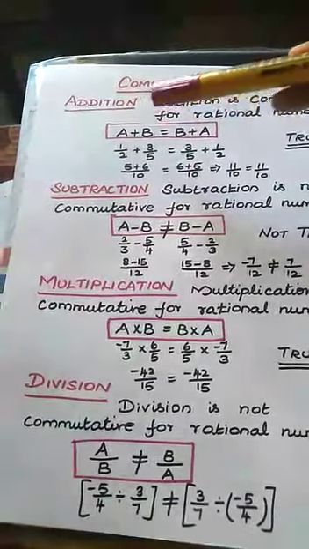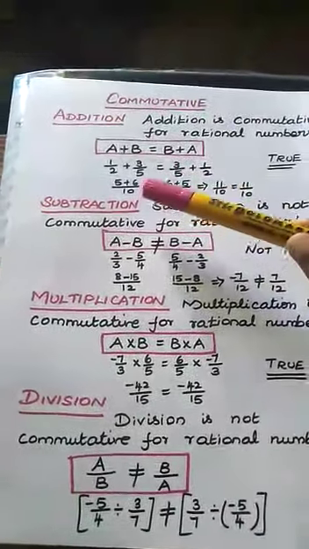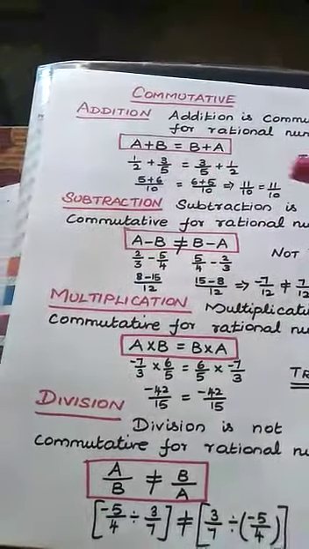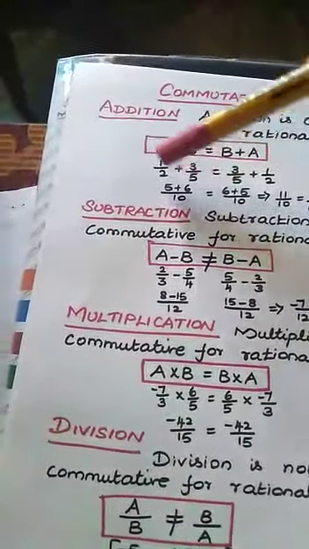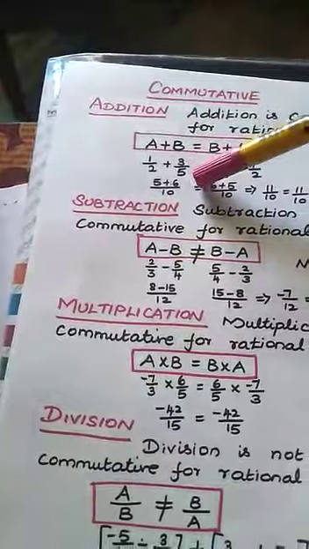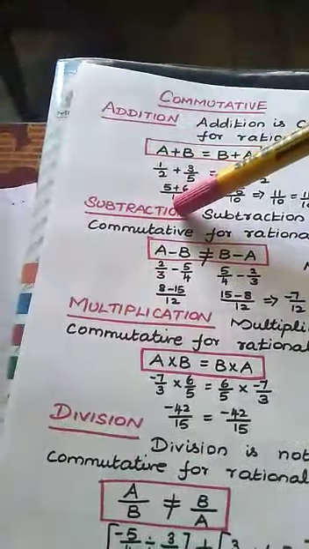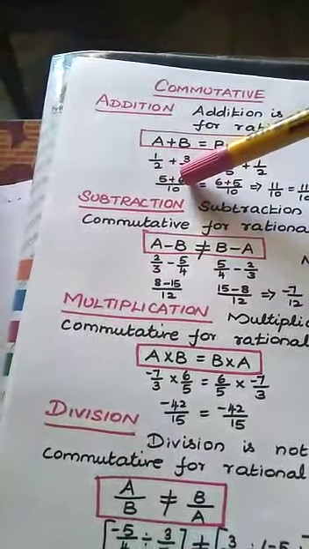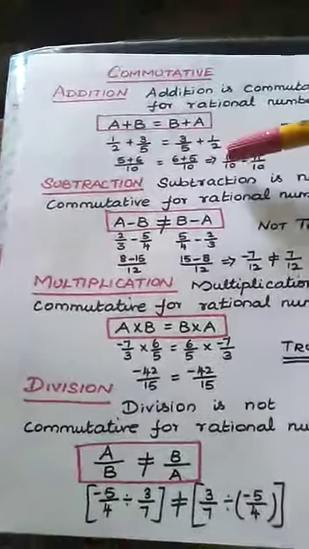One of the numbers is 1 by 2, another number is 3 by 5. What is the 1 by 2 plus 3 by 5 value? Again cross multiplication. 5 into 1, 5. 2 into 3, 6. Divided by 2 into 5, 10. 5 plus 6, what is the answer? 11. 11 by 10 is our LHS value.